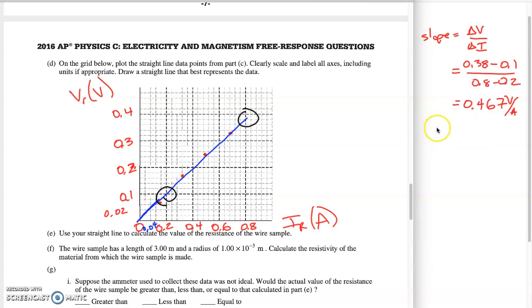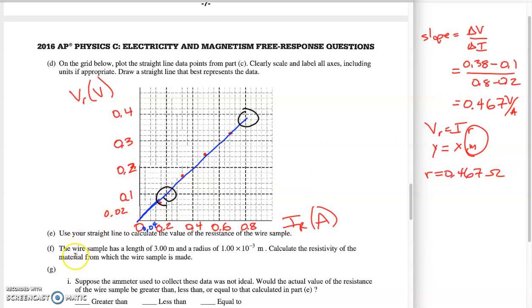Now, going back to the equation, V_R equals IR, where this guy is Y, this guy is X, that makes the resistance the slope. So R equals 0.467, and that's going to be in ohms because that's how we measure resistance. Now you need to have calculation of slope using points from the line, not points from the data table, and you need to clearly indicate that the slope and the resistance are the same thing, and of course you're going to have units on the numerical answer.